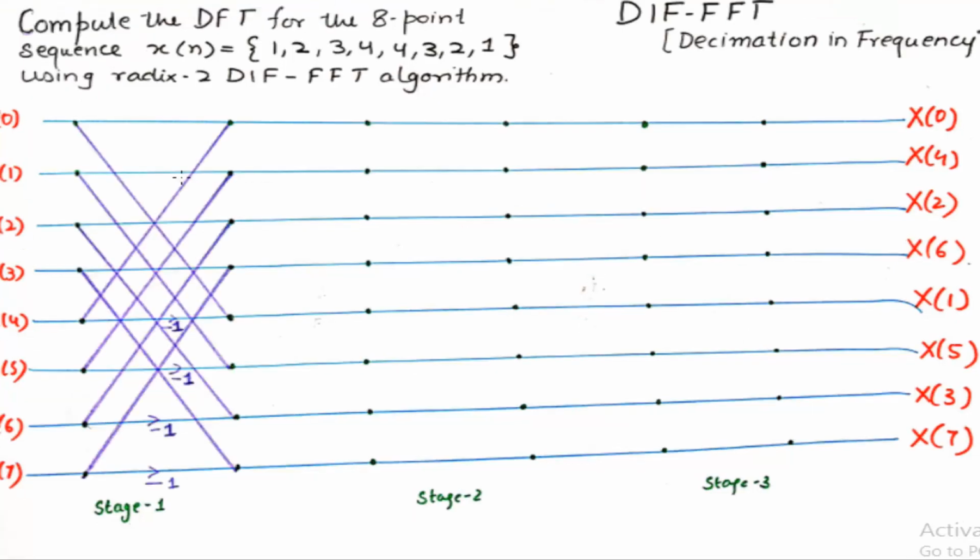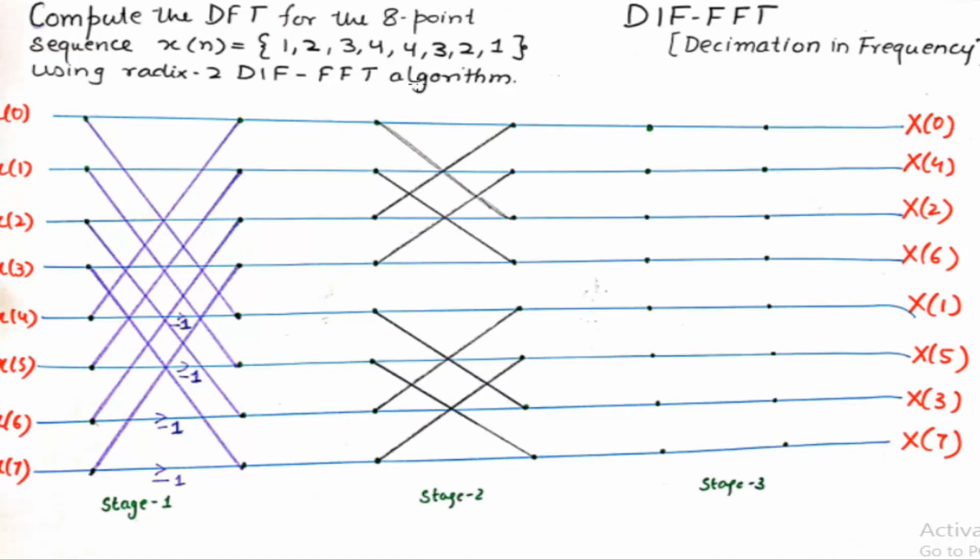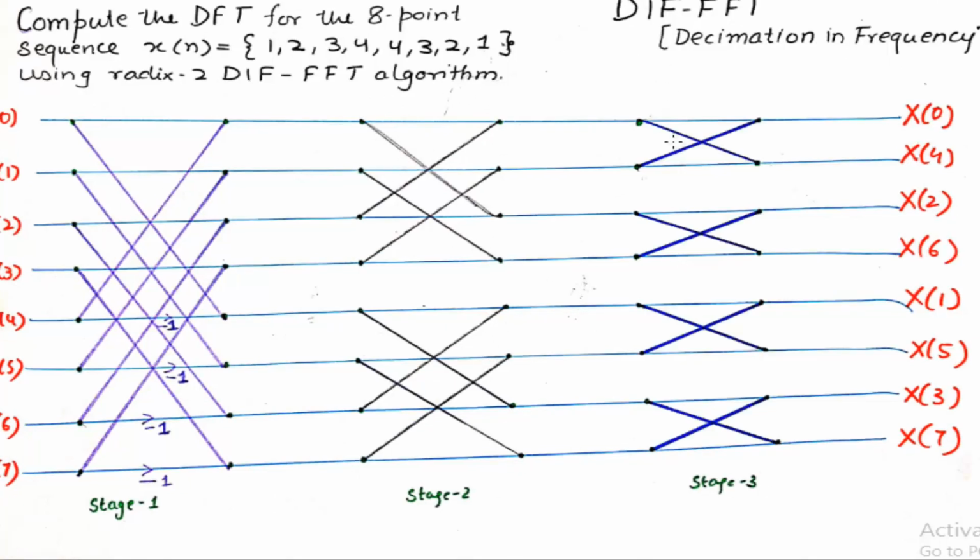But we are going to have this entire group of 8 samples in stage 1, out of which 4 will have weights and 4 will not. Just like this. We have the second stage as 2 groups of 4 each, and the last stage will have 4 groups of 2 samples each. So if you study it in comparison to DIT-FFT, it will be very easy.